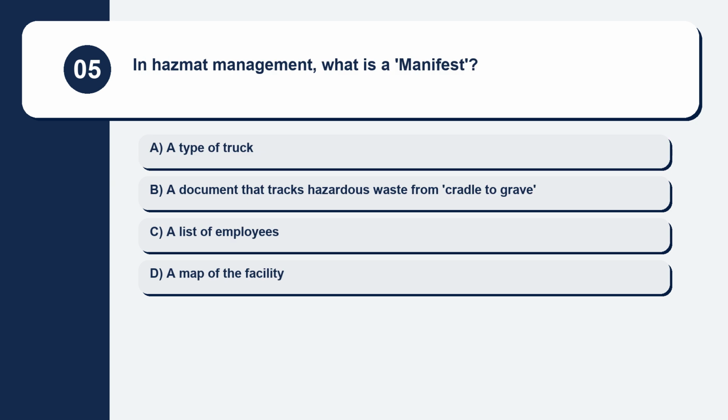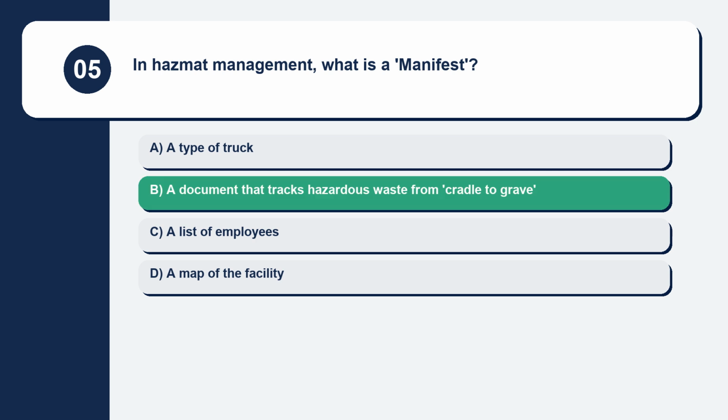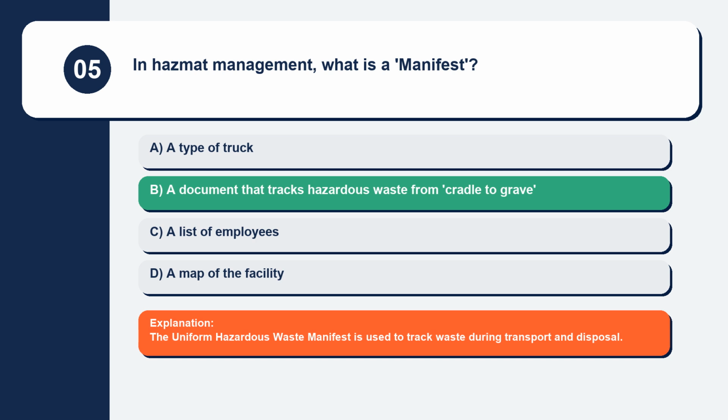Question 5. In hazmat management, what is a manifest? A type of truck. A document that tracks hazardous waste from cradle to grave. A list of employees. A map of the facility. The Uniform Hazardous Waste Manifest is used to track waste during transport and disposal.